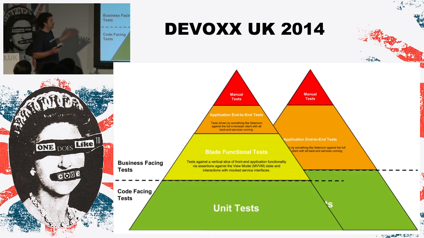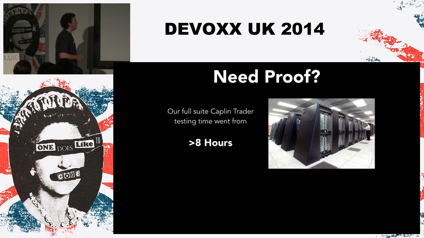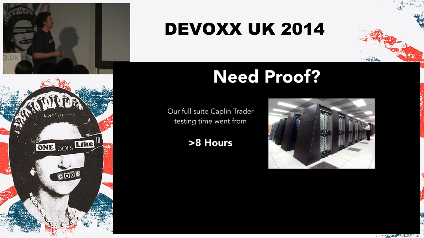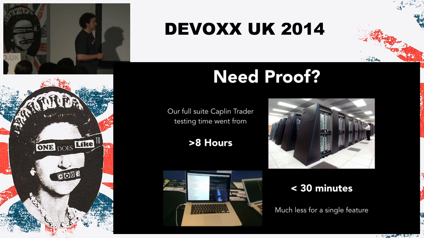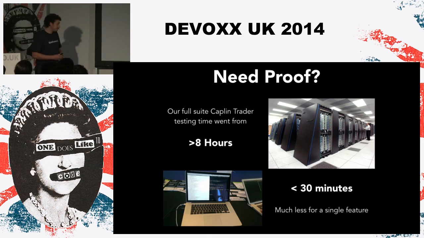So the diagram changes to something like this, where we still have a lot of unit tests, but we've got these Blade functional tests, these feature tests. As I said, we still have these Selenium-based tests for making sure that the full integrated stack works, and we still have some manual tests. So the proof in the pudding, as it were, is that it used to take us 8 hours on all this infrastructure, and it now takes us 30 minutes on a single machine to do that same coverage of tests.